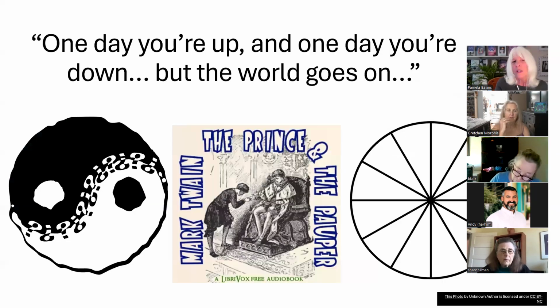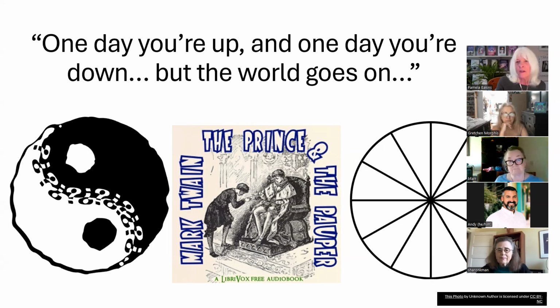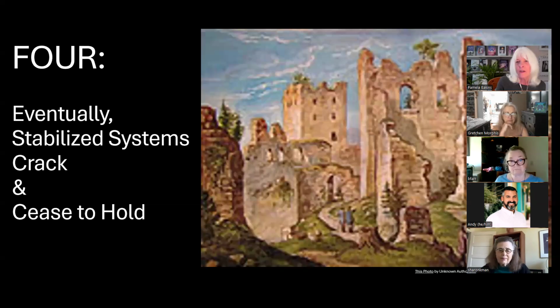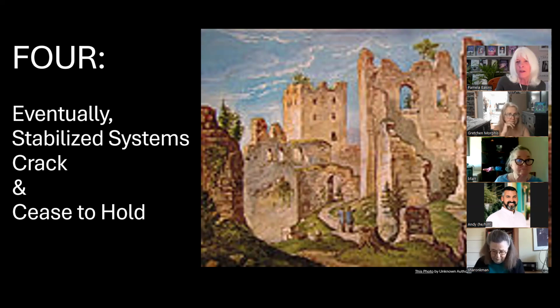And this is another song, one day you're up and one day you're down, but the world goes on. Okay, so it's always this movement between the prince and the pauper. We don't know which one's going to be on top. It's always changing. And this can happen in our own lives. Just one lifetime where we go from pauper to prince to pauper, continual movement of all these energies. So eventually stabilized systems will crack and cease to hold. So here's the castle falling into ruins. So this would be like the 4 of Earth coming to the end of its cycle.